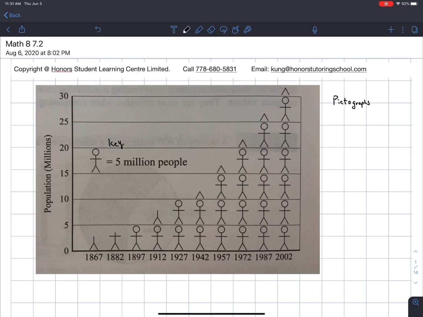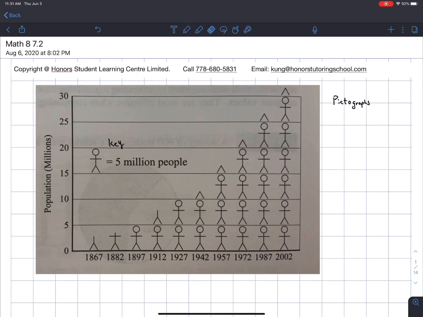The advantage of using a pictograph is it can be used to handle very large amounts of data, or very large numbers. In this case, they are all in millions. The disadvantage, however, is it's very difficult to be accurate. Like this one is quite accurate, I can see it's 5 million, but how can I interpret this? It looks like 7 or 8 million. So it's not going to be super accurate.